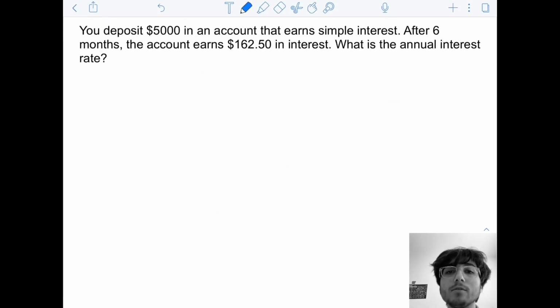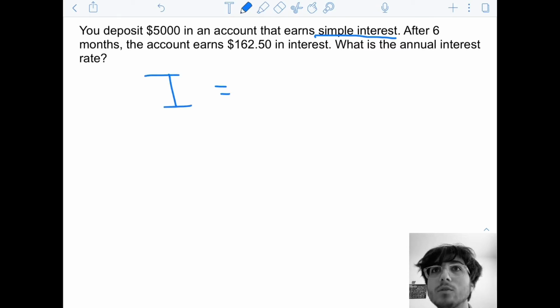You deposit $5,000 in an account that earns simple interest. After 6 months, the account earns $162.50 in interest. What is the annual interest rate? In the problem, it uses the word simple interest, so we have to use the simple interest formula. So that is I equals PRT.